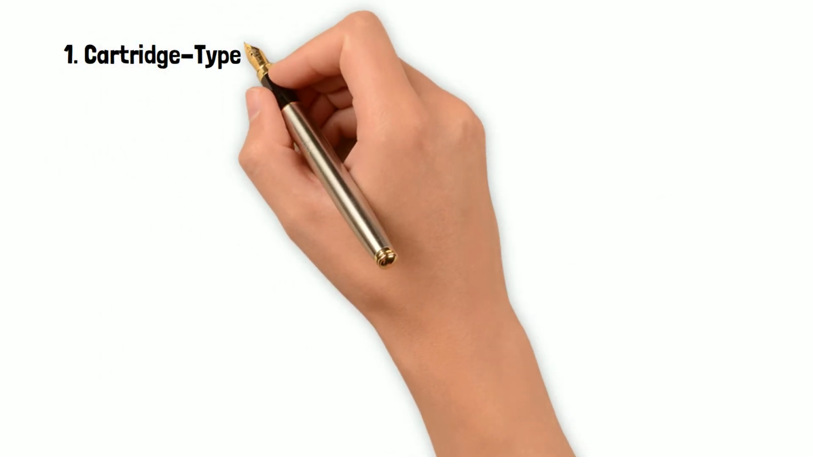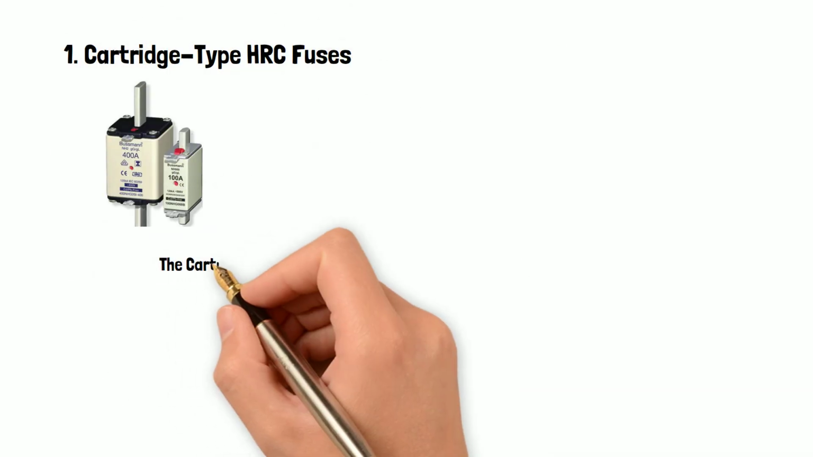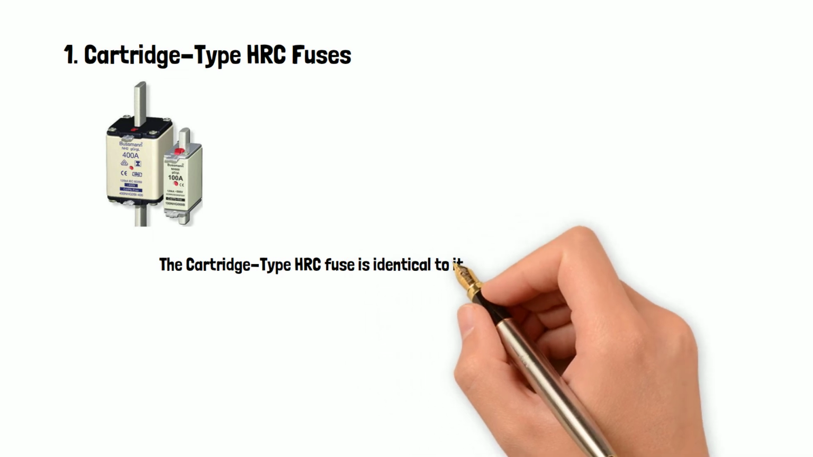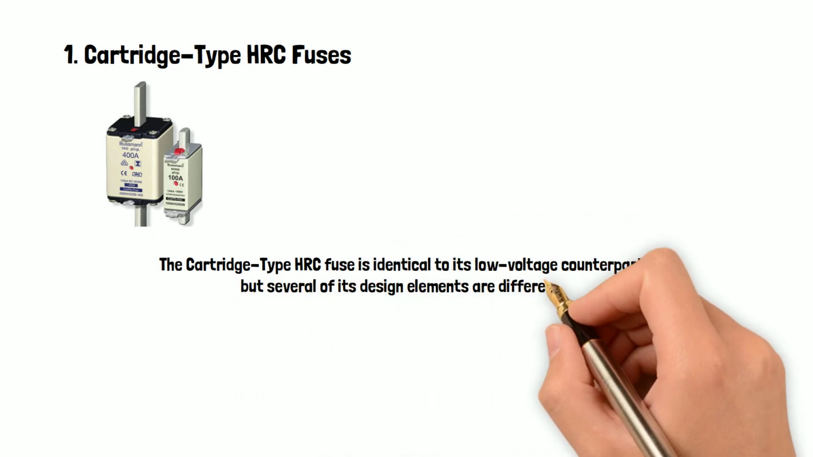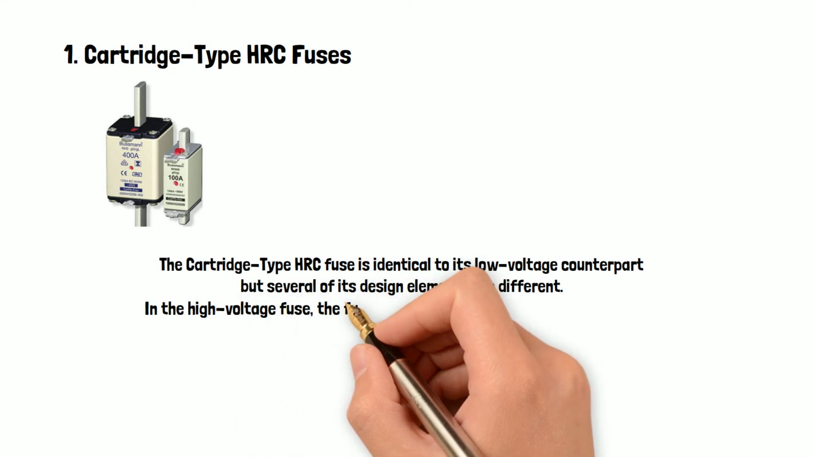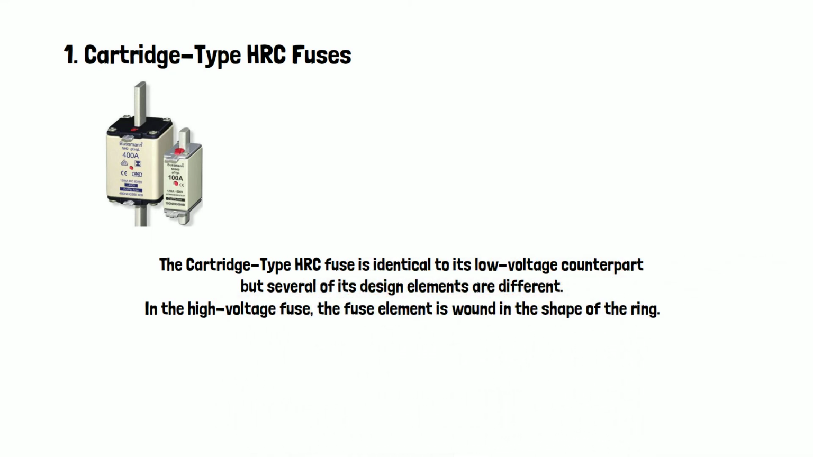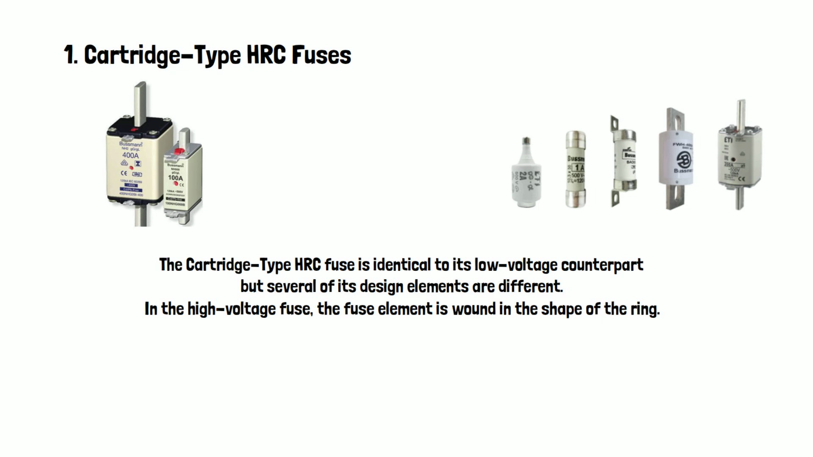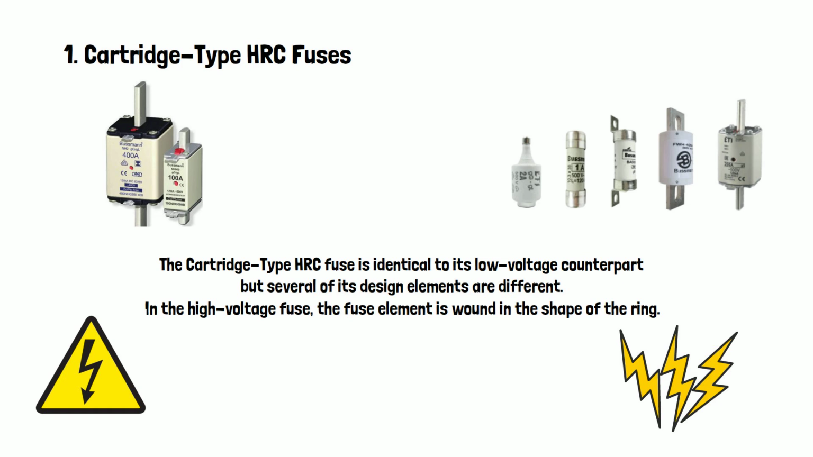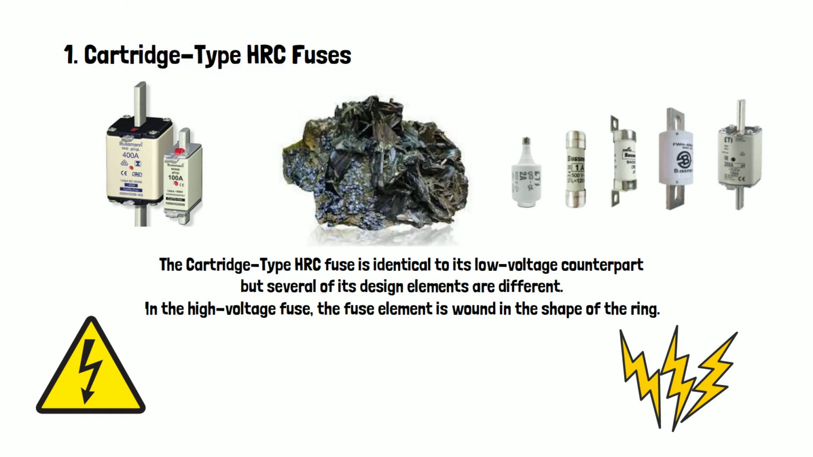1. Cartridge-type HRC fuses. The cartridge-type HRC fuse is identical to its low-voltage counterpart, but several of its design elements are different. In the high-voltage fuse, the fuse element is wound in the shape of a ring. And in some of the HRC fuses, 2 elements are used. One element is used for the flow of normal current, while the other is used for short-circuit current. However, the fuse element for heavy current is made of tungsten metal because of its high resistance property.